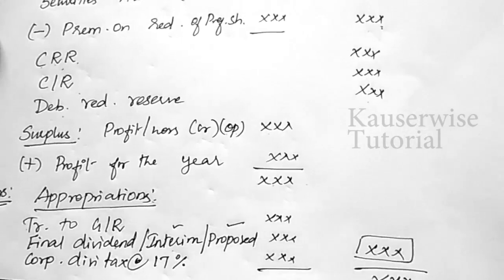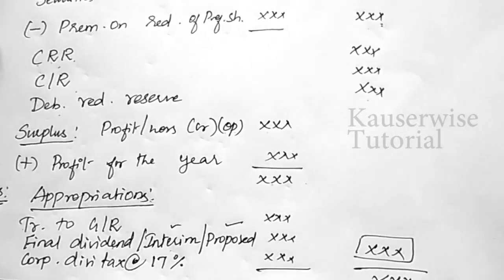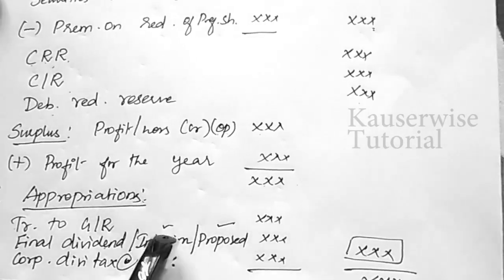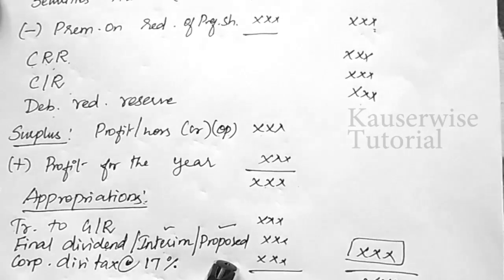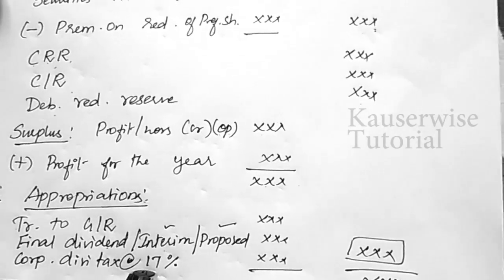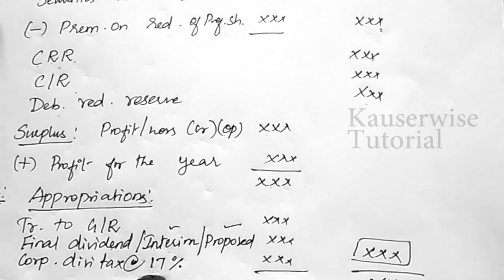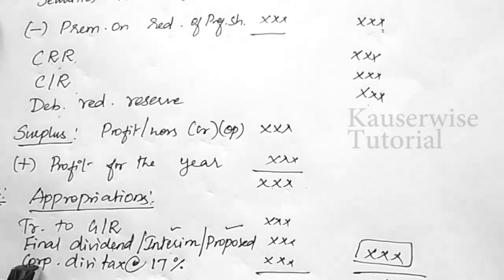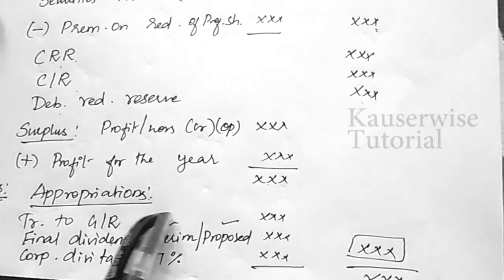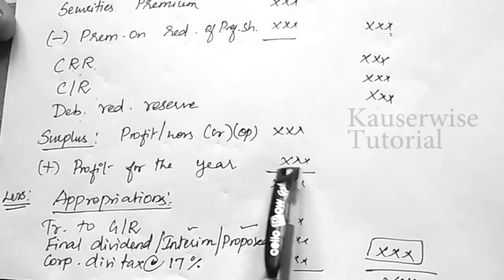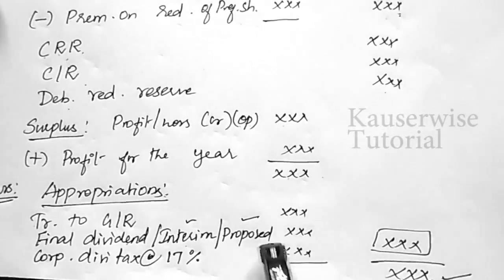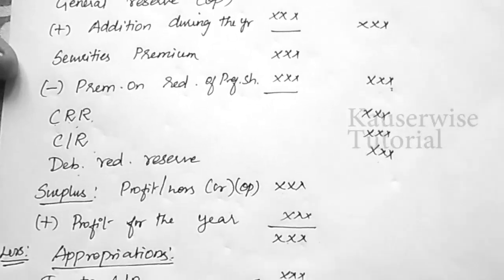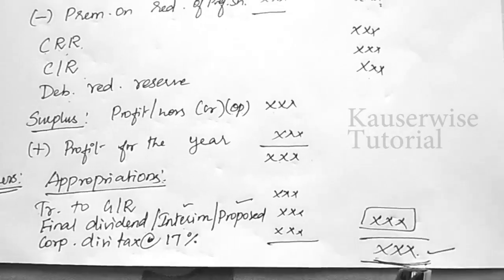This is mandatory. Whether you find this information in the adjustment or not, you need to charge corporate dividend tax at 17% on interim dividend and proposed dividend. Whether this information is given in the problem or not, you need to charge this amount. That amount is also subtracted from the appropriation. So these are the items that will be subtracted from the total surplus. If you find any residual amount, that will be recorded in the outer column. Now you can find the total reserves and surplus. This amount will be recorded in the balance sheet.